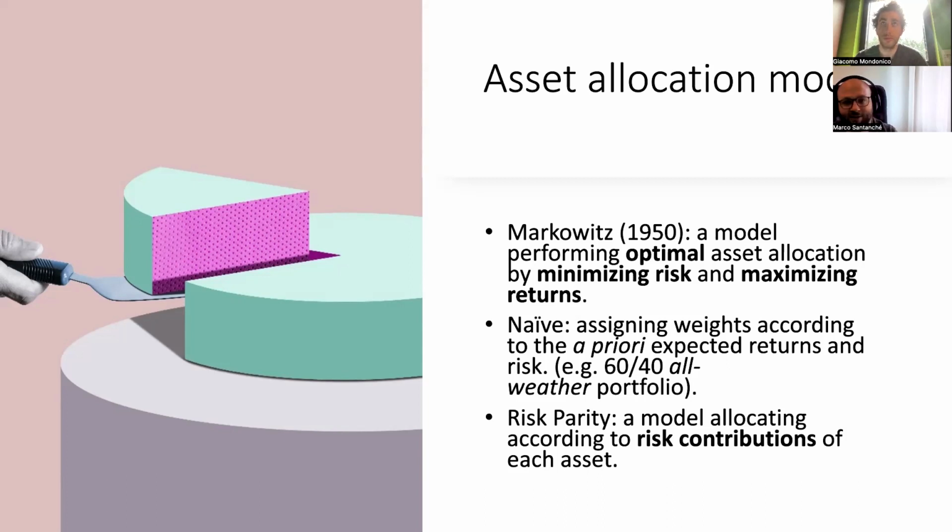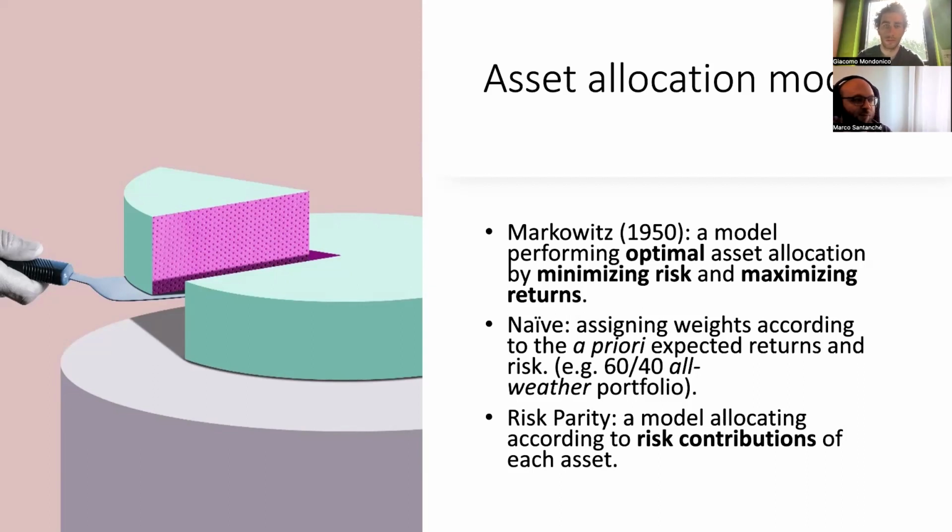Then, of course, we have naive asset allocation models. These models are very basic, for instance, the equal weights model or the fully invested model. And sometimes these models are also assigning weights according to the expected returns and risk for an asset class or asset. For instance, the 60-40 all-weather portfolio, which is based on the assumption that equity will contribute more in risk and in return to our portfolio. And so 60% is allocated to equity, but 40% for diversification benefits is allocated in fixed income.